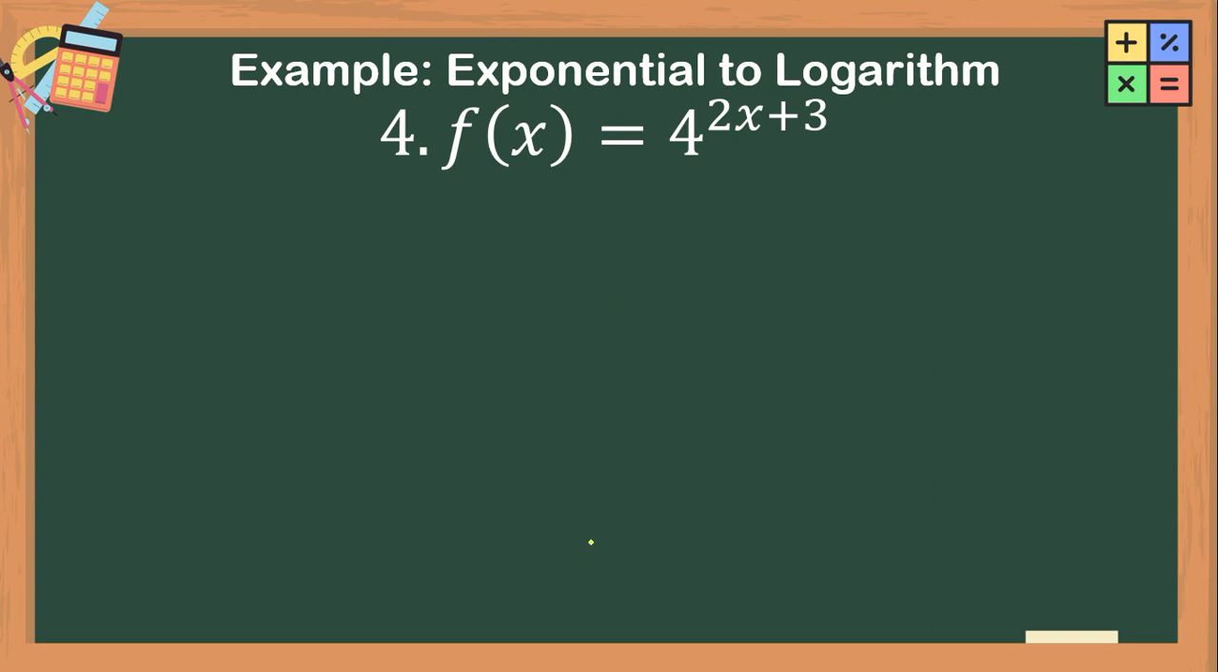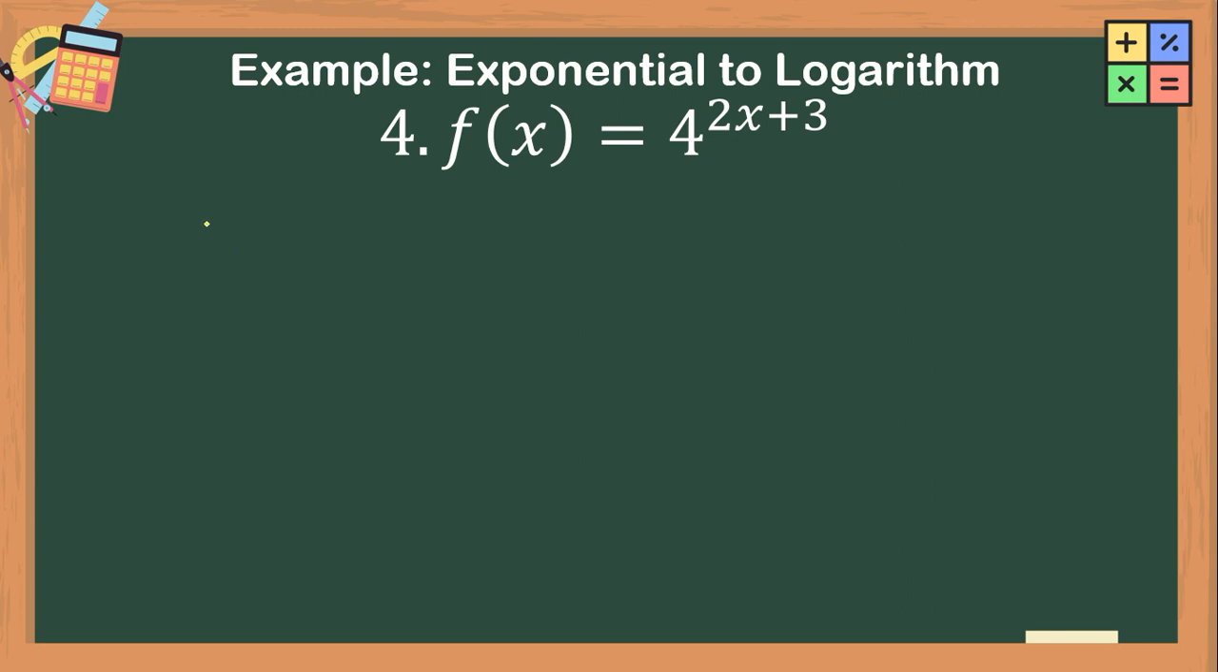F raised to negative 1 of x is equal to log x with the base of 4, minus 3, all over 2y. Wait, 2y? Tama ba? Wala nang 3. Two lang po, sir. Okay. Hindi ka na pwedeng maglagay ng y sa all over kasi yung y nasa labas.